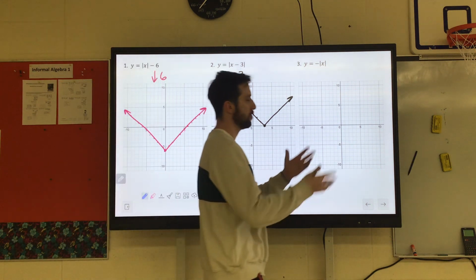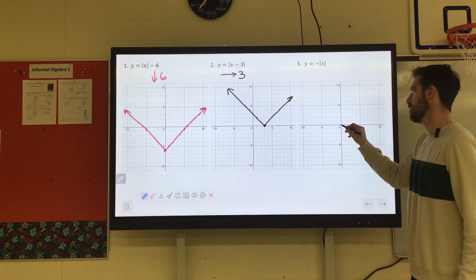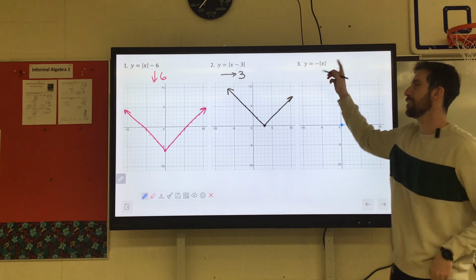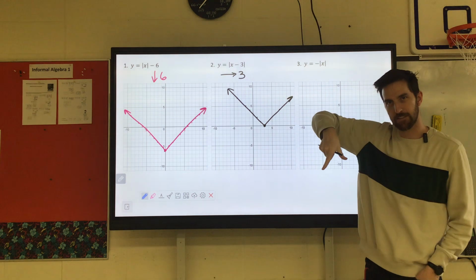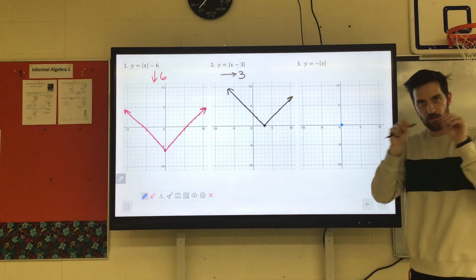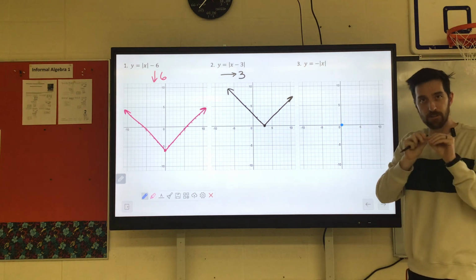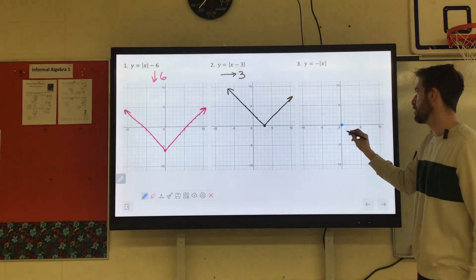And number 3, we don't have an up, down, left, or right shift, so we're going to be right at 0, 0. The only change on this one is the negative out in front. That's going to reflect it upside down. So instead of going up 1 over 1 in both directions, because it's negative in front, we're going to go down 1 and over 1 in both directions.